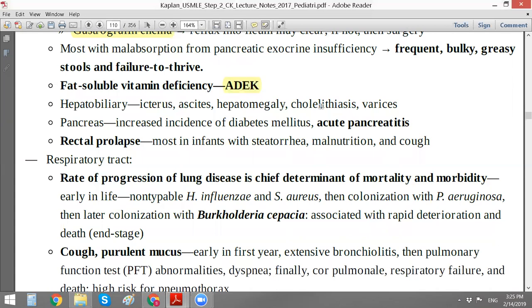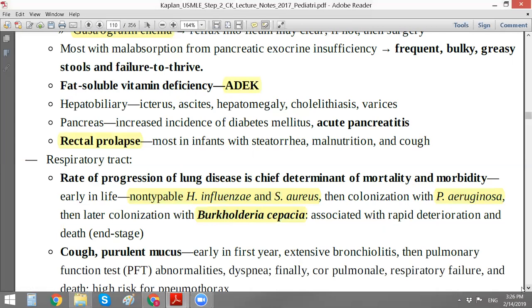Ascites, icterus, hepatomegaly, cholecystitis. In the pancreas, there is increased incidence of diabetes mellitus and acute pancreatitis. Rectal prolapse happens in most with pancreatic insufficiency and malnutrition. Then cough. In the respiratory tract, the rate of progression of lung disease is the chief determinant of mortality and morbidity. Early in life, nontypable H. influenzae and S. aureus, then colonization with Pseudomonas aeruginosa, then later colonization with Burkholderia cepacia, which is associated with rapid deterioration and death.